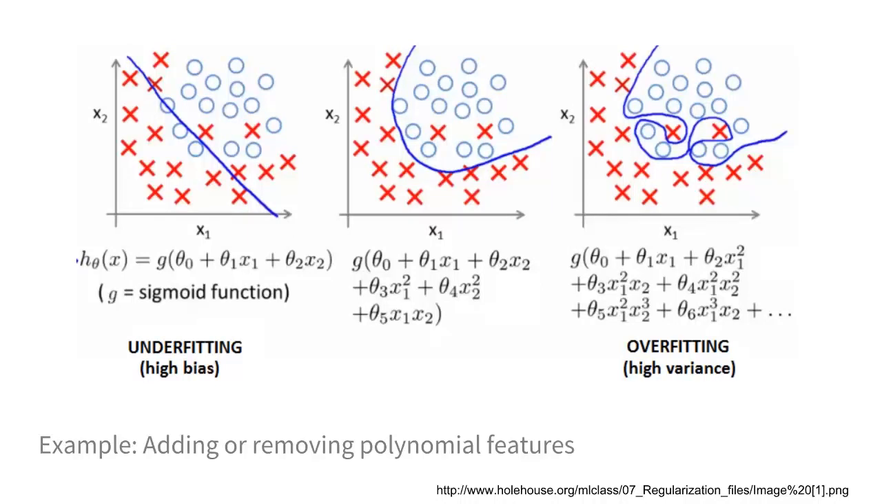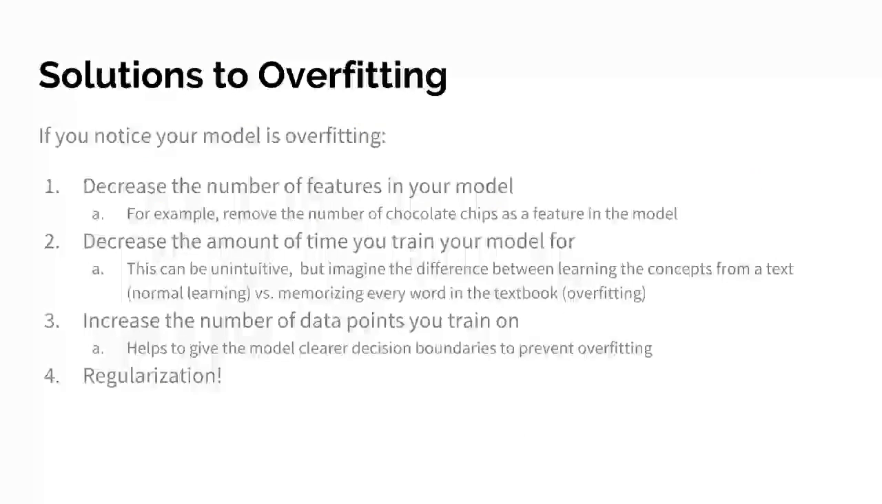So this is the same classification example we had from before, but as you see on the right, what we're actually doing here is adding things like x1 squared times x2 as a feature in our data set. So of course we want to get the right balance, but this is essentially how you would add polynomial features.